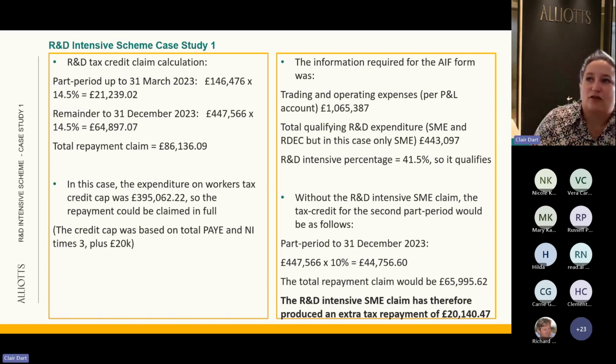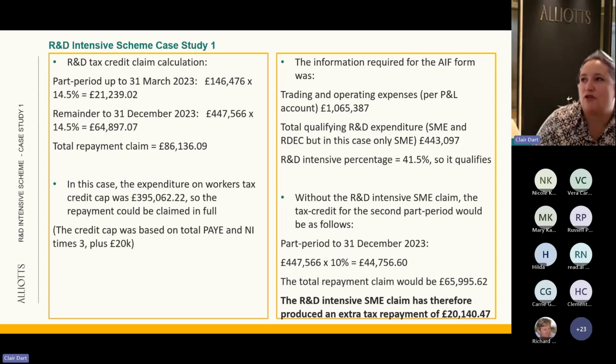Then we look at the actual tax credit and how much this really means for the company. The period up to the 31st of March under the old rules is 14.5%, because that was the SME scheme as it was before. In the remaining period, because we've got the R&D intensive, that's still at 14.5%. So we don't get hit by the cutback in that percentage, which gives us a total repayment claim of £86,000. That's a cash repayment from the Revenue. In this case, we've also got a PAYE cap that comes into play, which I haven't gone into detail on because it's complex. In this case, the PAYE cap was 395 grand, so we were able to claim that 86 in full.